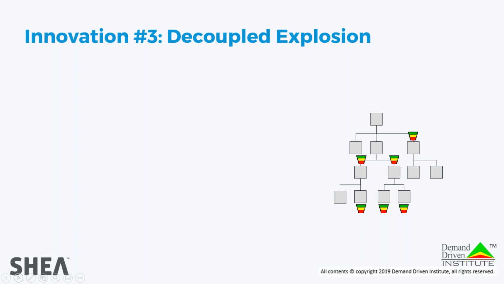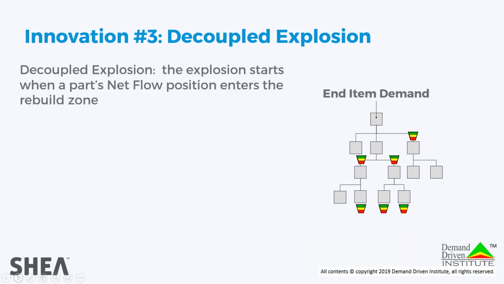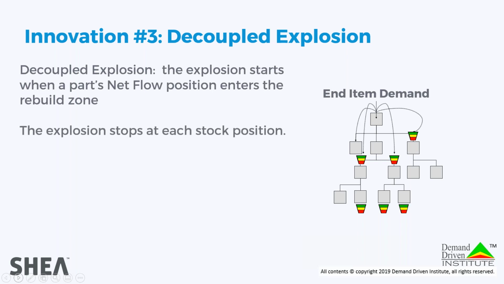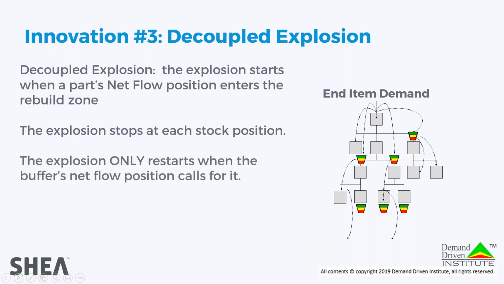The decoupled explosion starts the same, right? We have an end item demand. When there is a change, we explode, but we stop at each stock position. So we explode through to the next stock position no matter what. Now on the strategic buffers, when we enter the rebuild zone, which means, like we just saw in the example, when we break out of the green, our net flow compared to the buffer puts us into the yellow or the red. That's what triggers the explosion to restart and continue.